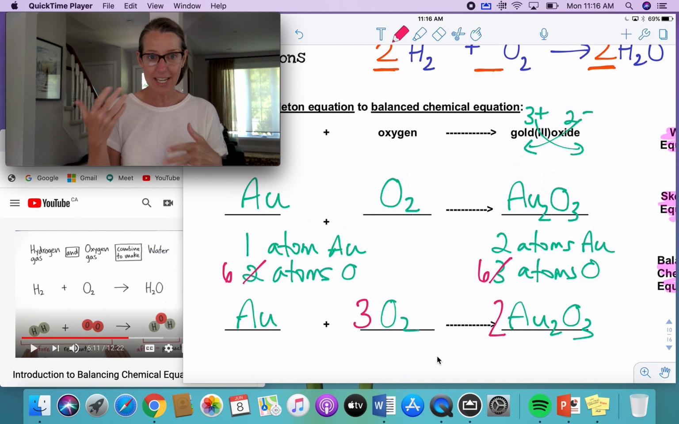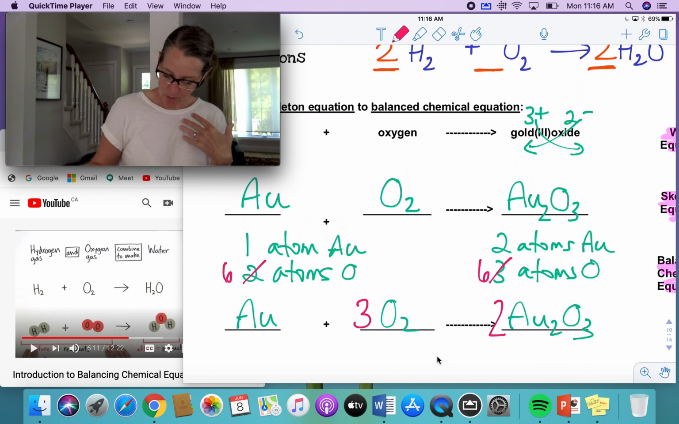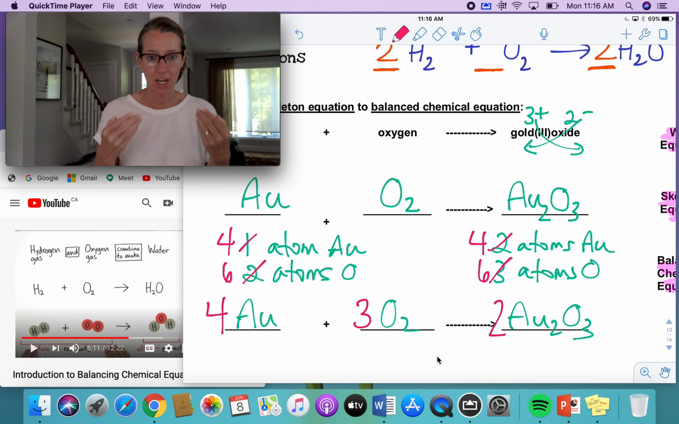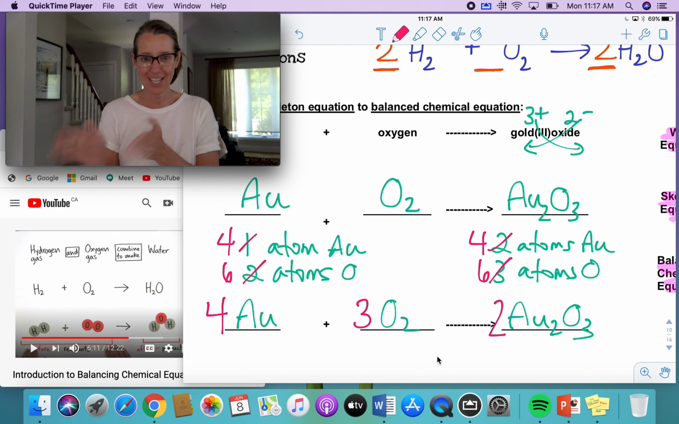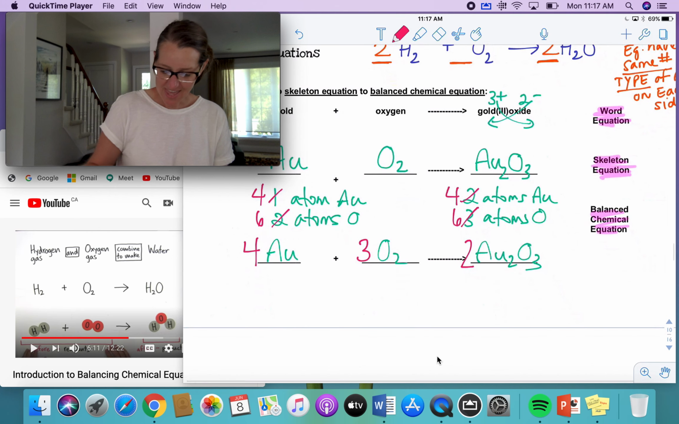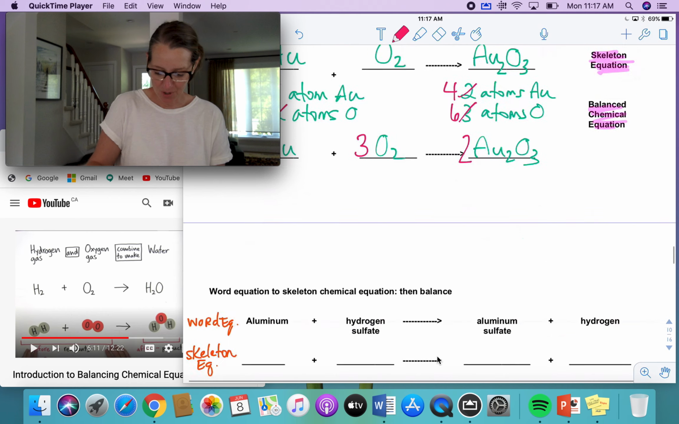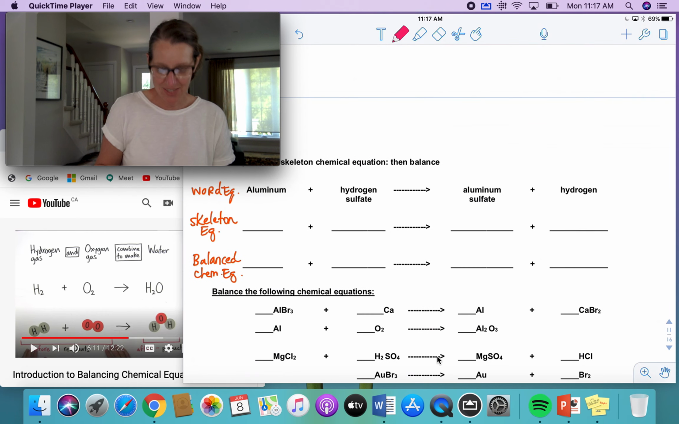And so how many gold atoms do I now have on my product side? I now created 4. And so I'm going to multiply this gold by adding a coefficient of 4 and then double check. 4 atoms of gold on one side, 4 atoms of gold on the other side. 6 atoms of oxygen on one side, 6 atoms in total on the other side. And that is a balanced chemical equation. Okay? Go ahead and try the next one.